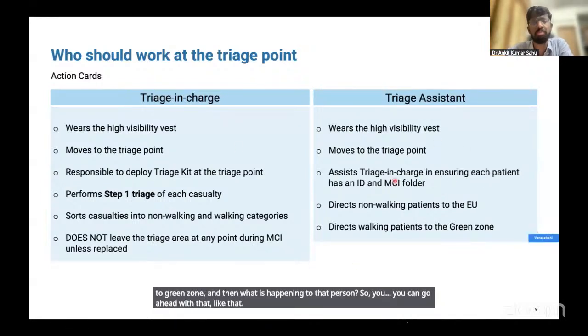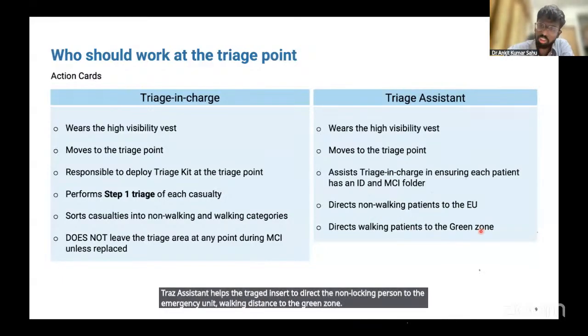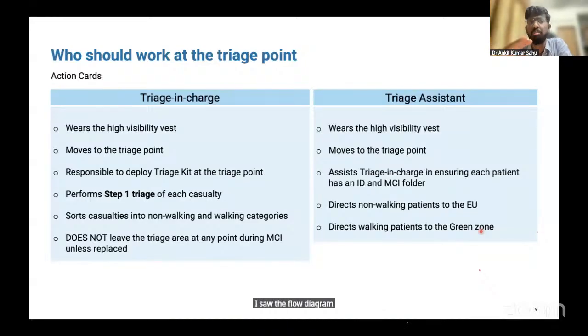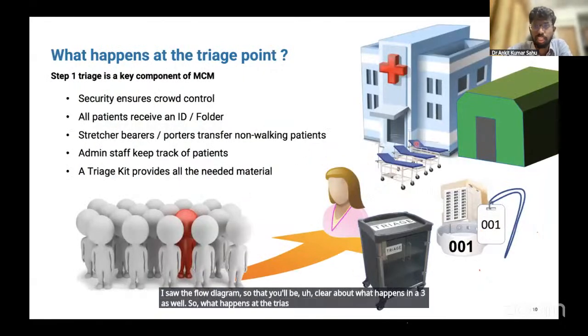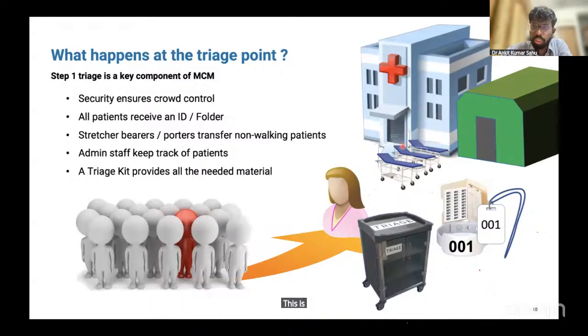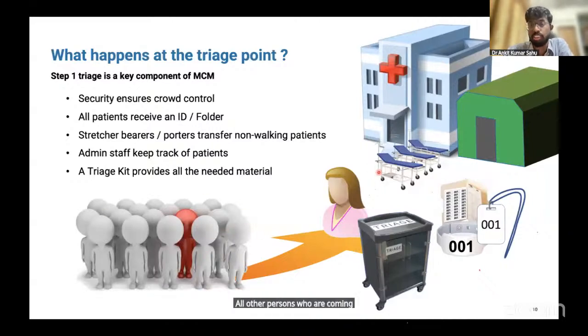The triage assistant helps the triage in charge direct the non-walking patients to the emergency unit and walking patients to the green zone. I'll show the flow diagram so that you will be clear about what happens in triage 1. See, this is where the triage 1 is located. This is the triage in charge. Once the patient enters, the red patient, who will likely be non-walking, will be shifted into the emergency unit, which is called the red zone. All other patients who are coming walking will be shifted to the green zone.